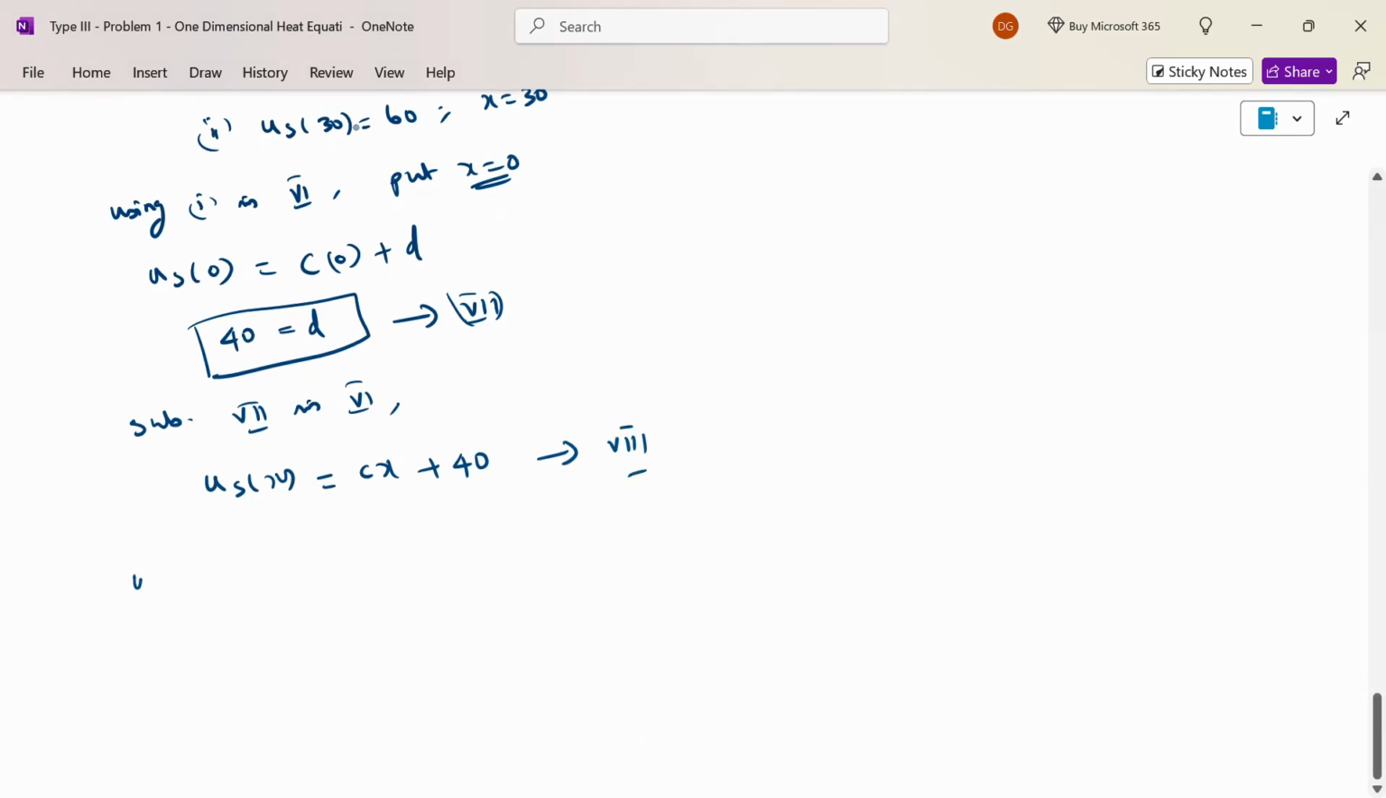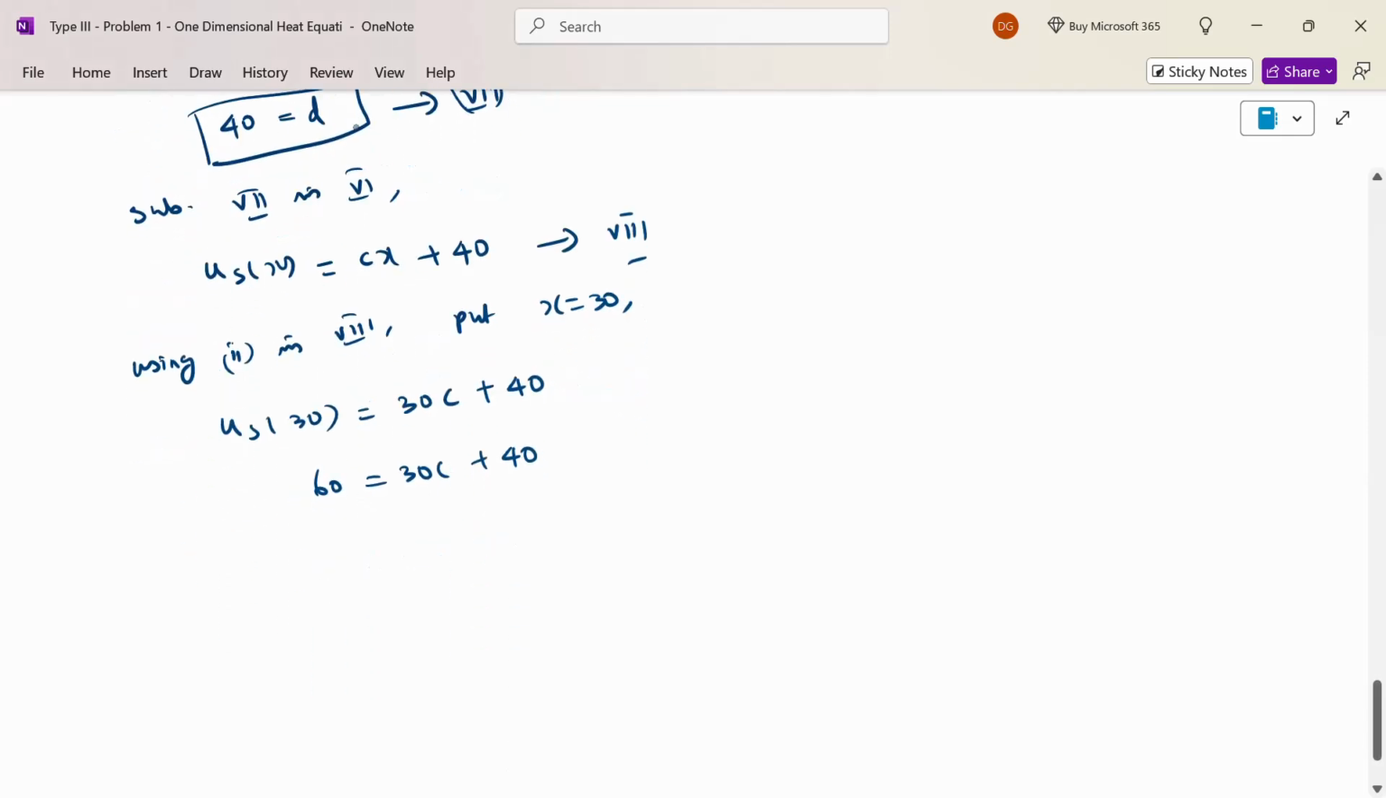Now using condition 2 in the eighth equation, put x equal to 30. So u_s of 30 equals 30c plus 40. This u_s of 30 value is nothing but 60. Then 40, so when this 40 comes to the left-hand side, 30c equals 20, c equals 3 by 2.